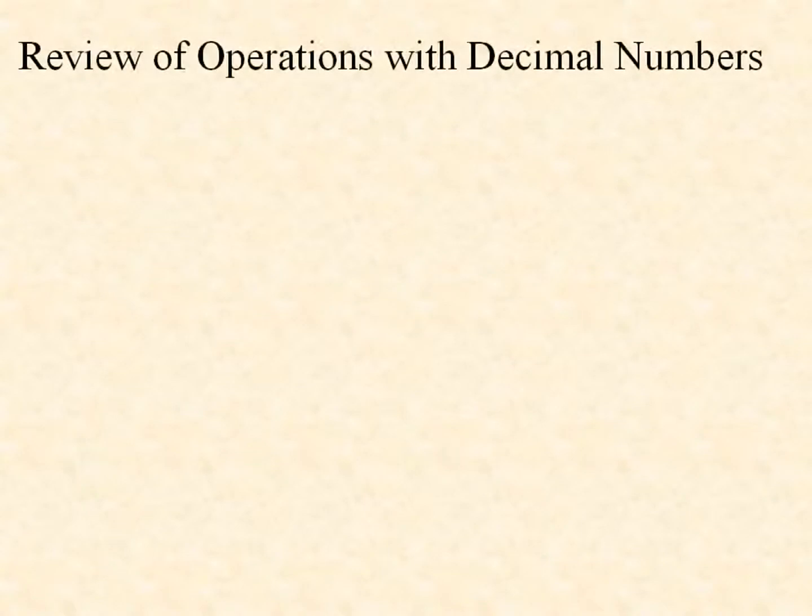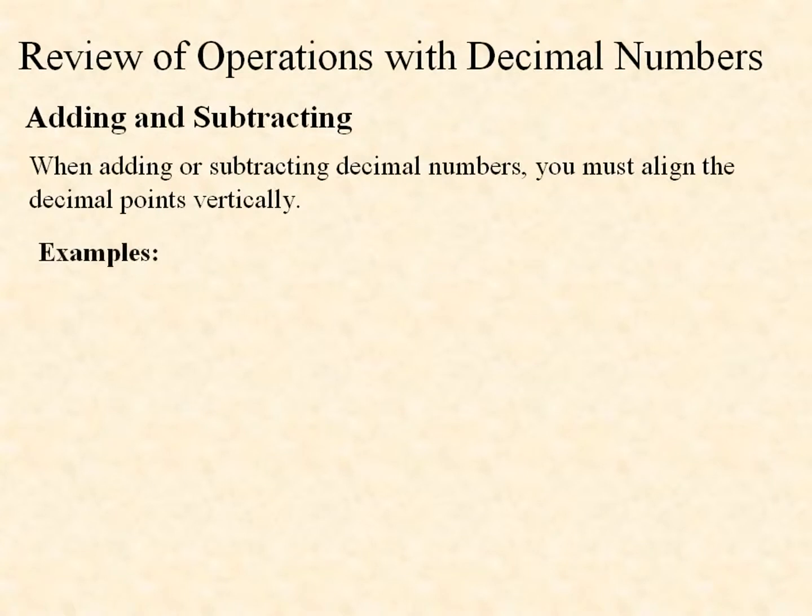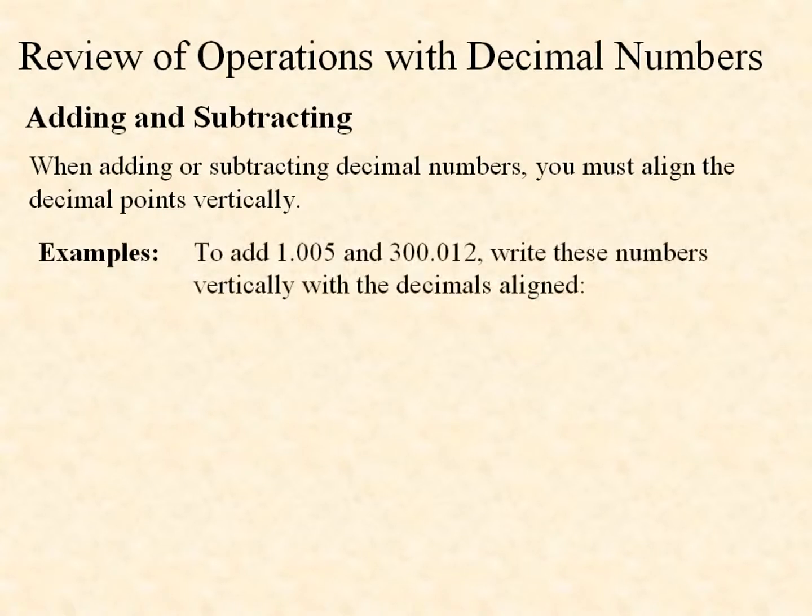Now we will review operations with decimal numbers. When you're adding or subtracting decimal numbers, you must align the decimal points vertically. Here are some examples. To add 1.005 and 300.012, write the numbers vertically with the decimals aligned. Then you just add.